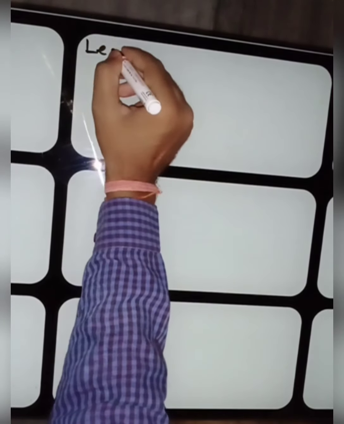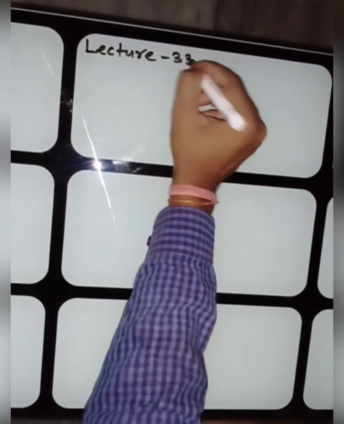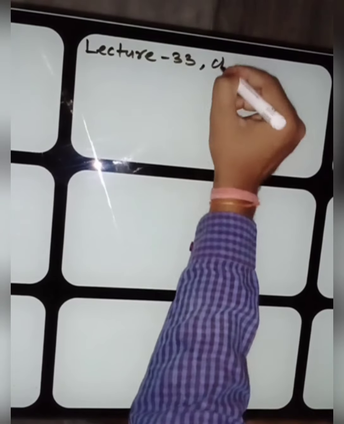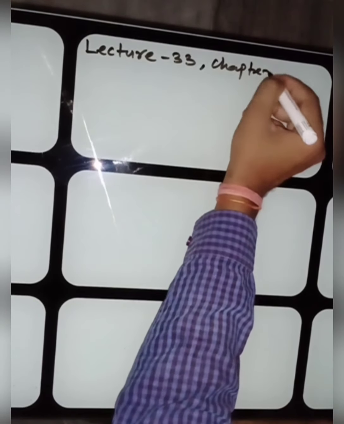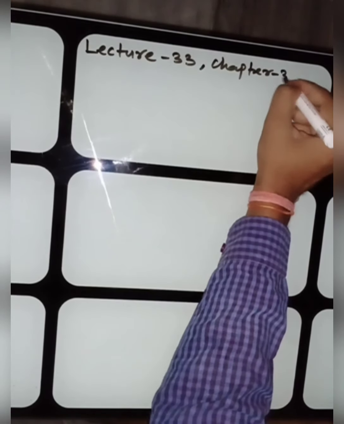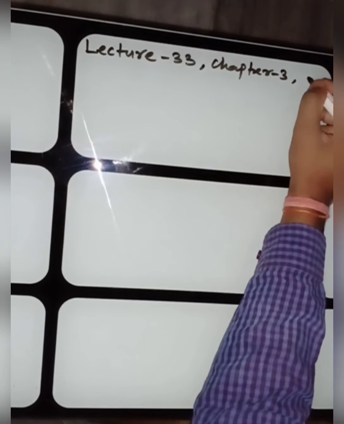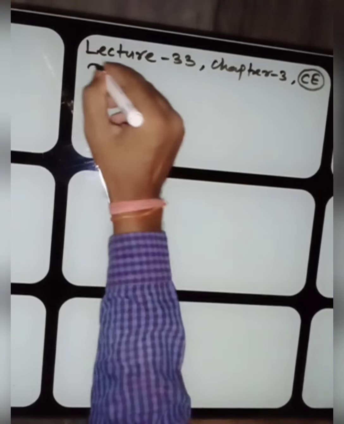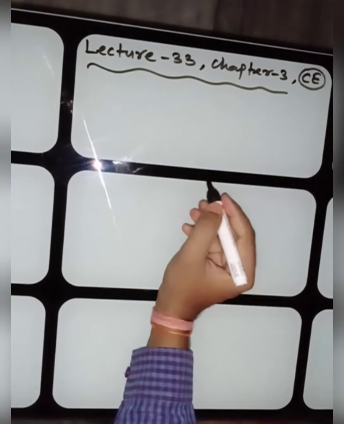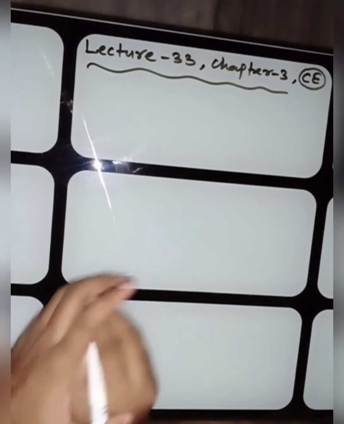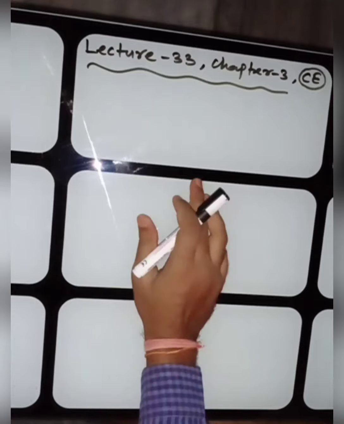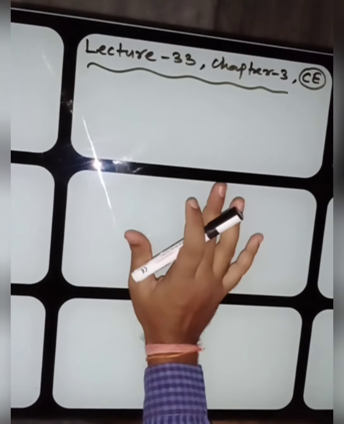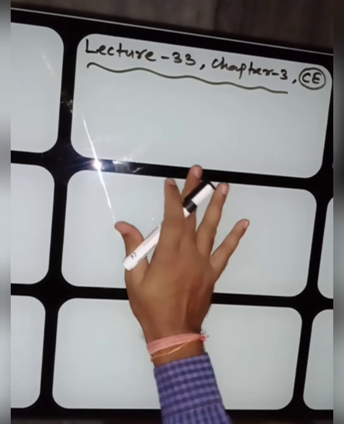Today we are in lecture 33 of chapter 3, that is current electricity. My dear student, we have covered in the last lecture about the drift speed.